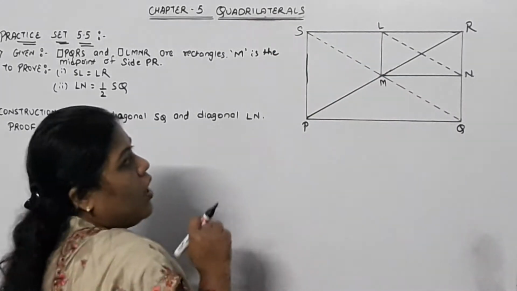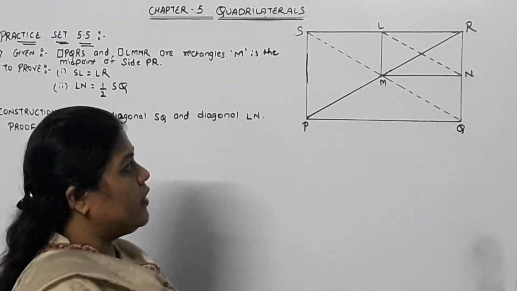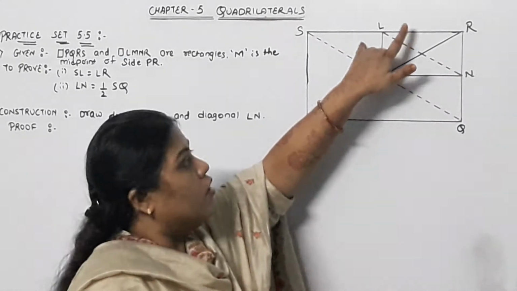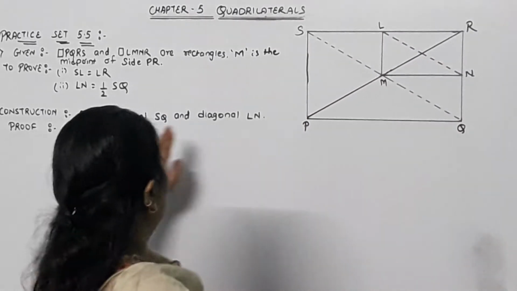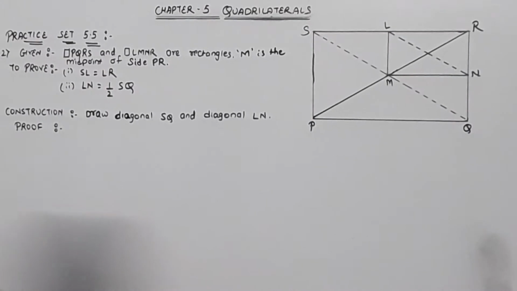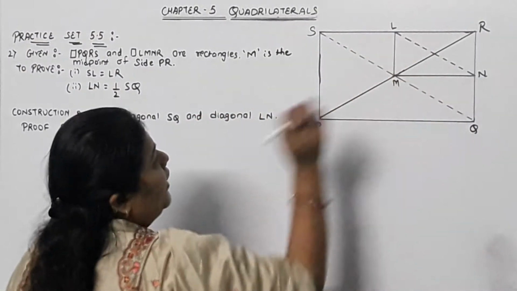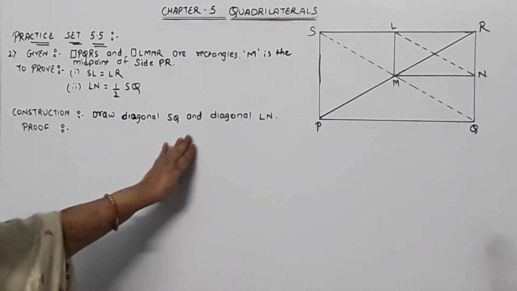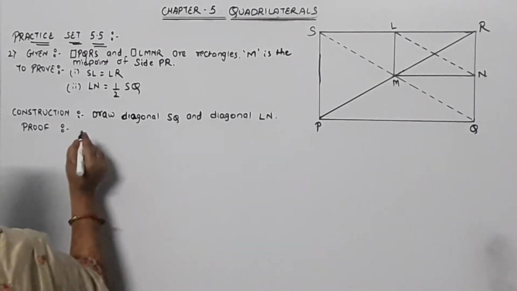Okay. So how are we going to prove this? By the converse of the midpoint theorem. L is the midpoint of SR. Right. So SL will be equal to LR and then we will come to the second part of the question. So let's start with it. For this I construct diagonal SQ and LM, that you have to write in the construction part, that draw diagonal SQ and diagonal LM. Now start with the proof.